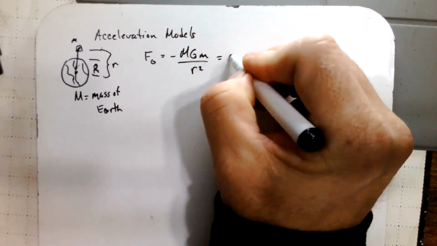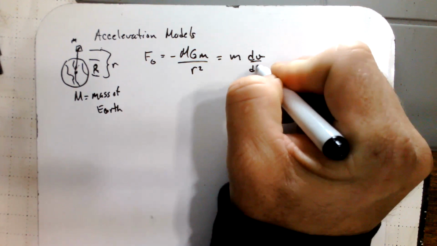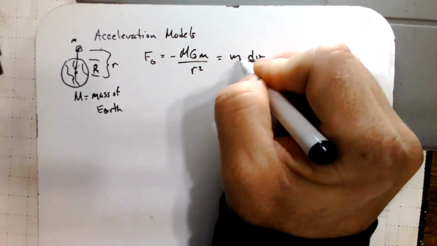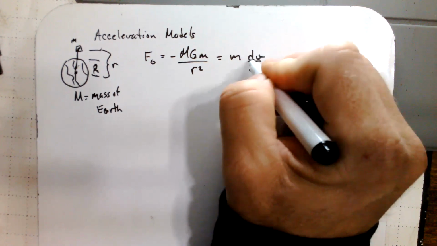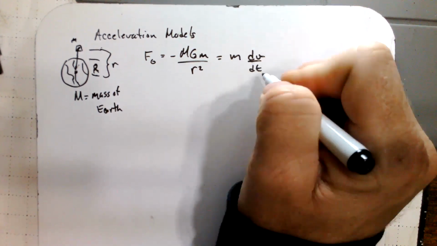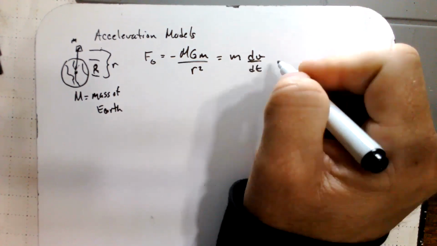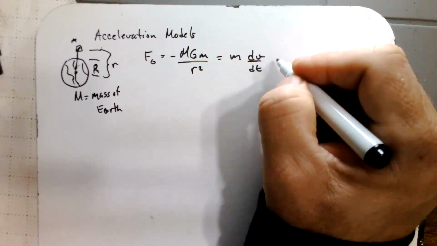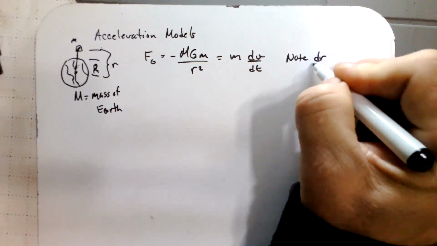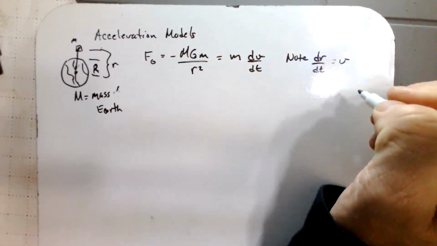This is going to be equal to the mass times dv dt from Newton's second law, where we normally would consider this the derivative of the product of m and v, or the momentum. But assuming mass is constant, then dv dt is simply the rate of change of the velocity, which is better known as acceleration. Note here that dr dt, the rate of change of our radius, is the velocity.